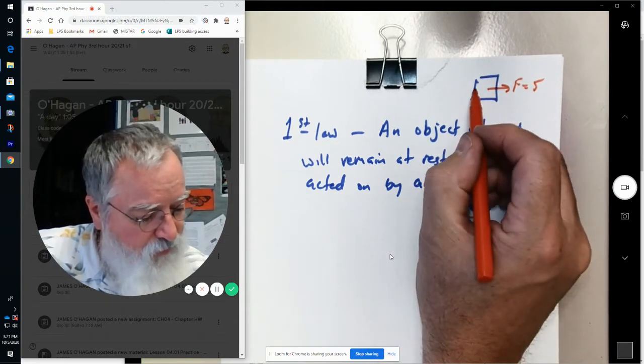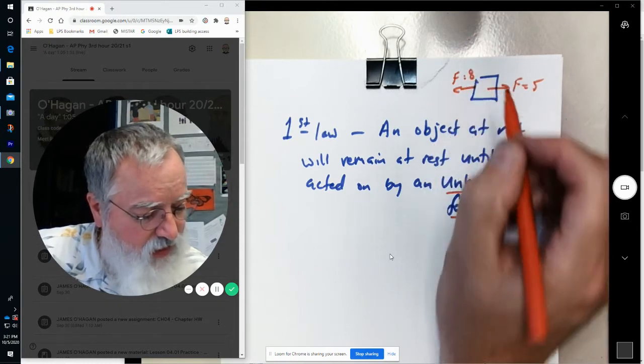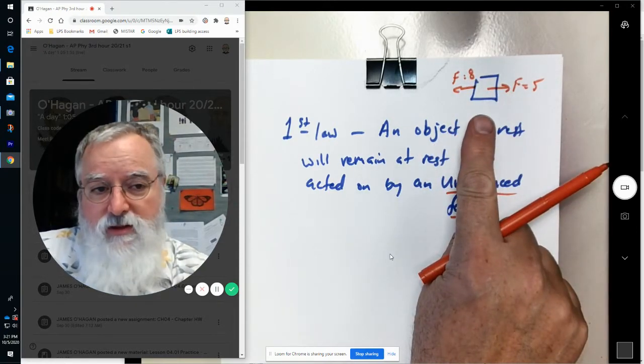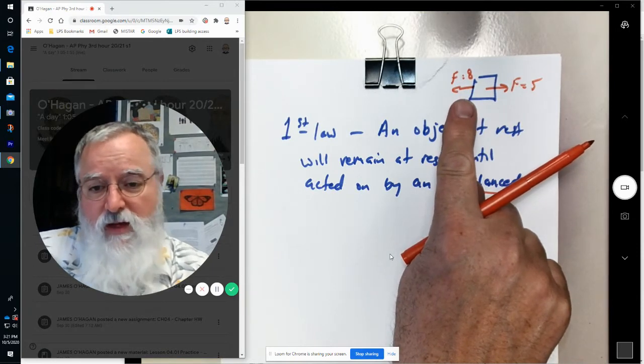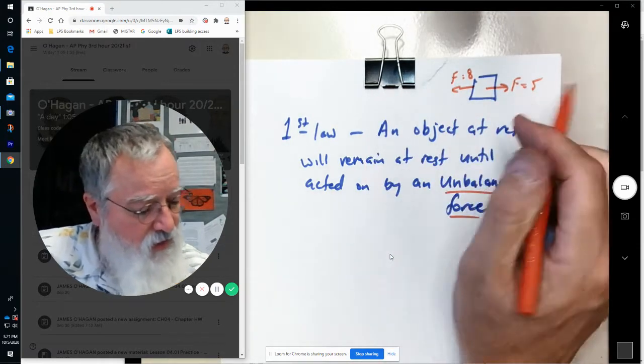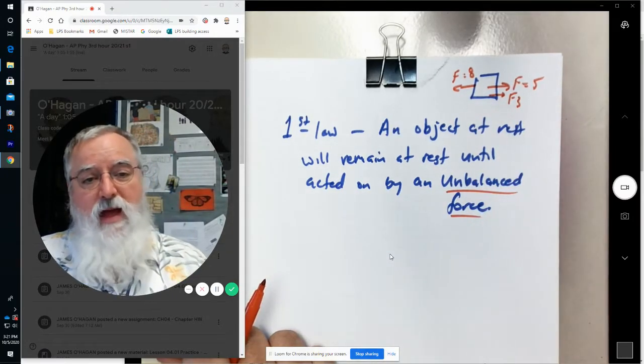But if we pull this way with a force equal to 8, it's still unbalanced, because it's tug of war, and the 8 wins by how much? 3. The unbalanced force is 3 to the left. Now, if I were to add a second force over here, a force of 3, we're back to being balanced.